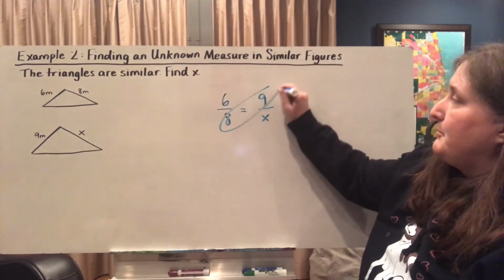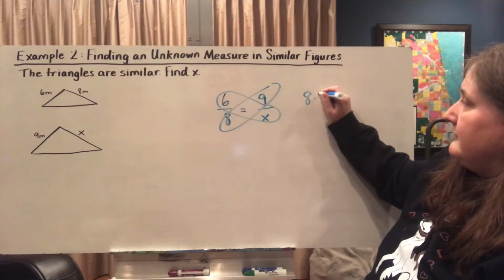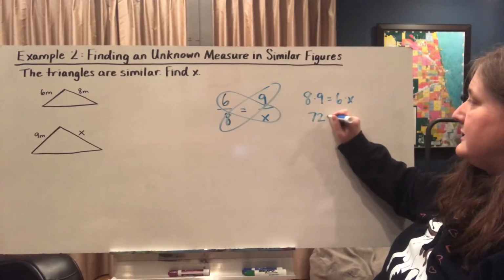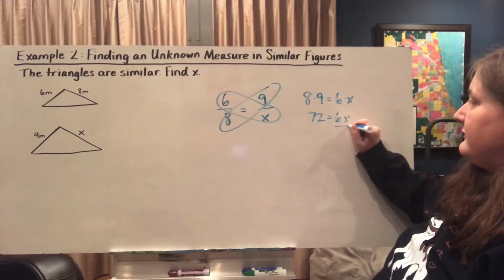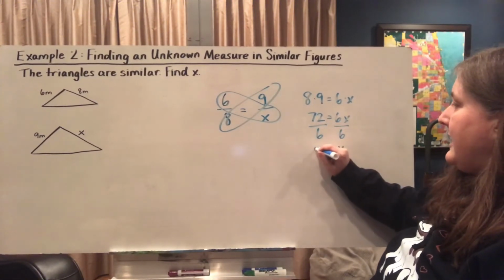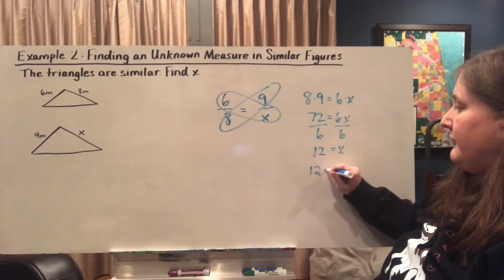So I'm forming a proportion here, and now I'm going to solve it. So I've got 8 times 9 and 6 times x. So I'm going to get 72 equals 6x. To solve this, I'm going to divide each side by 6, and I get 12. So the missing side length is 12 meters.